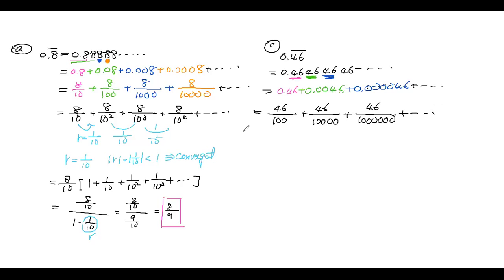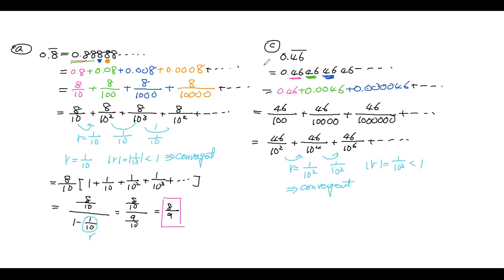Okay, so now let's change it. So this is 46 over 10 to the square. What is here? This is 10 to the how many power? 4th power. This is 46 over 10 to the how many power? 6th power, right? So did you see the relation? So what is the ratio here? R is equal to 1 over 10 to the square, right? So the absolute value of R, 1 over 10 to the square, is less than 1. So I know this is a convergence.